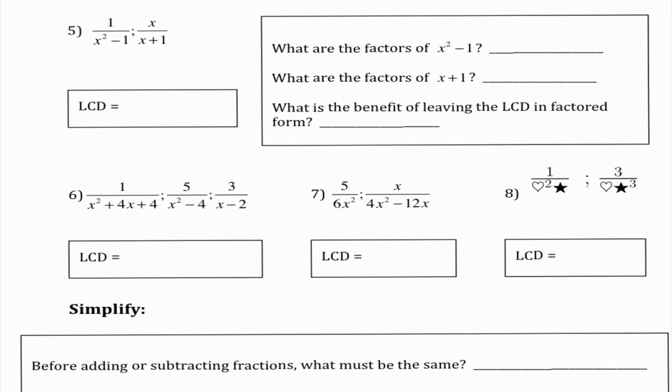When we get to number 5, all of a sudden we have some issues because I do not have monomials anymore. We have binomials. So I have to think, what are the factors of x squared minus 1? And I know that we would factor that into x plus 1 times x minus 1.